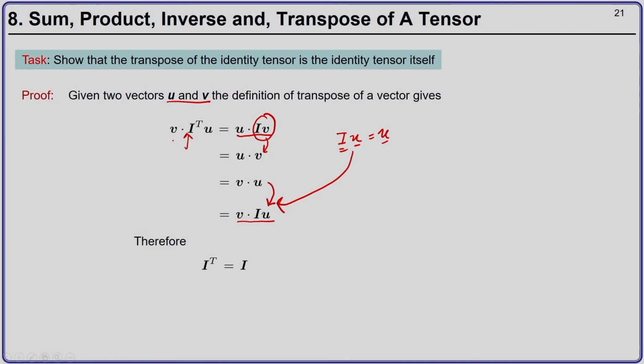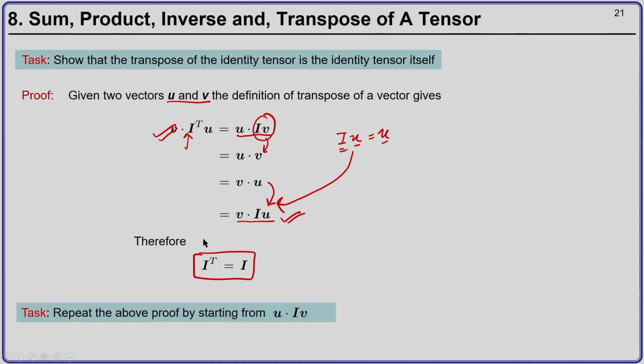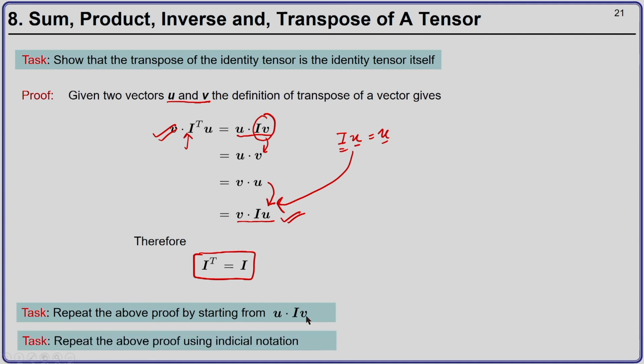If we compare the expression on the left hand side and the one on the right hand side, we can see that I transpose is the same as I. So, this proves that the transpose of the identity tensor is the identity tensor itself. Now, the task for you is to start with the expression u dot I v and try to prove that I is equal to I transpose. I have proven I transpose is equal to I, you prove that I is equal to I transpose.